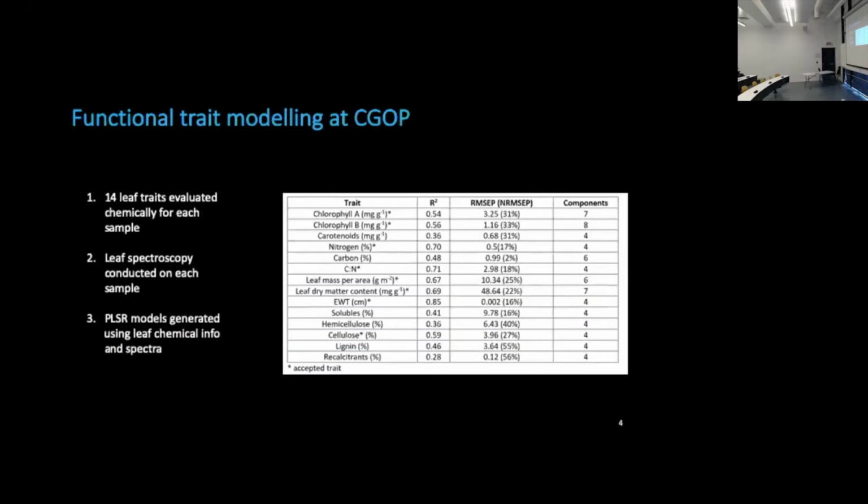Before we could do that, obviously we had to do some functional trait modeling. I talked with Sean to do this, so he's outlined the methods pretty well earlier, and similar results that we found. Leaf nitrogen percent, the carbon nitrogen ratio, LMA, LDMC, all predicted relatively well. And overall, we could accept 8 of the traits. So you can see an asterisk beside the accepted traits, which were then evaluated.